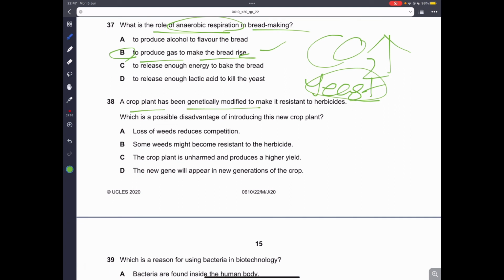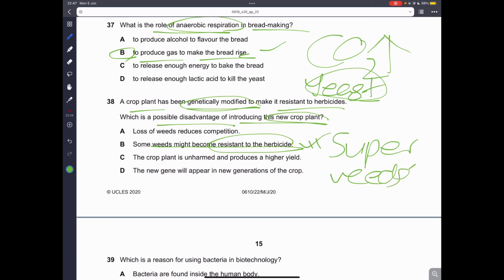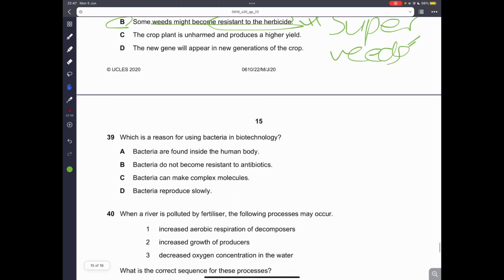Question 38. A crop plant has been genetically modified to make it resistant to herbicides. What is a possible disadvantage of introducing this new crop plant? Well, this means that some weeds might become resistant to the herbicides. This is correct, because some of the weeds might undergo natural selection, and through a struggle for survival, they might evolve to become super weeds, basically unkillable weeds, and therefore B is the correct answer. This is the disadvantage.